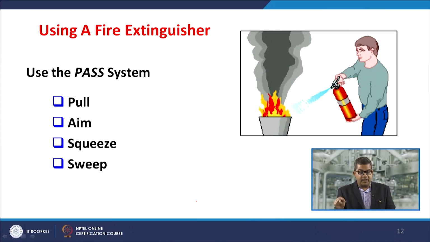Now, how to use the fire extinguisher? Usually we follow the PASS system. The PASS system says pull, aim towards the fire, squeeze, which means you just press the lever, and sweep away like this. So, your industrial workers etc. must be trained for this type of PASS system.